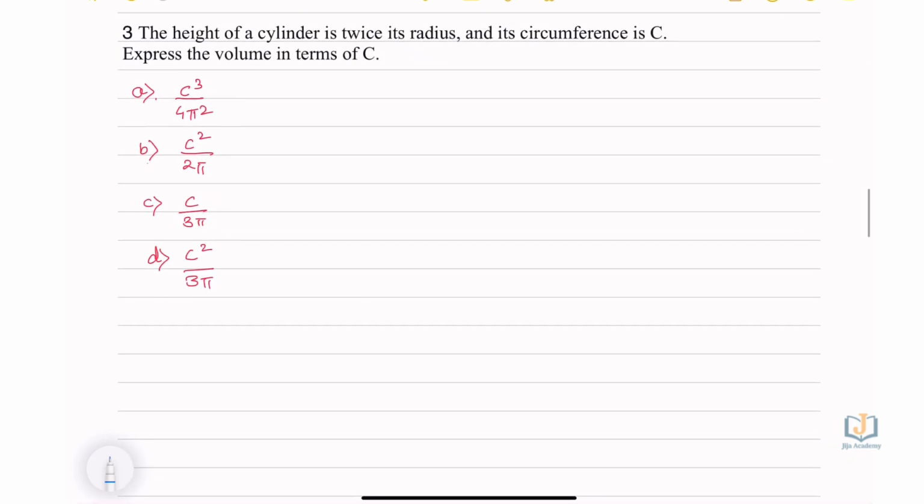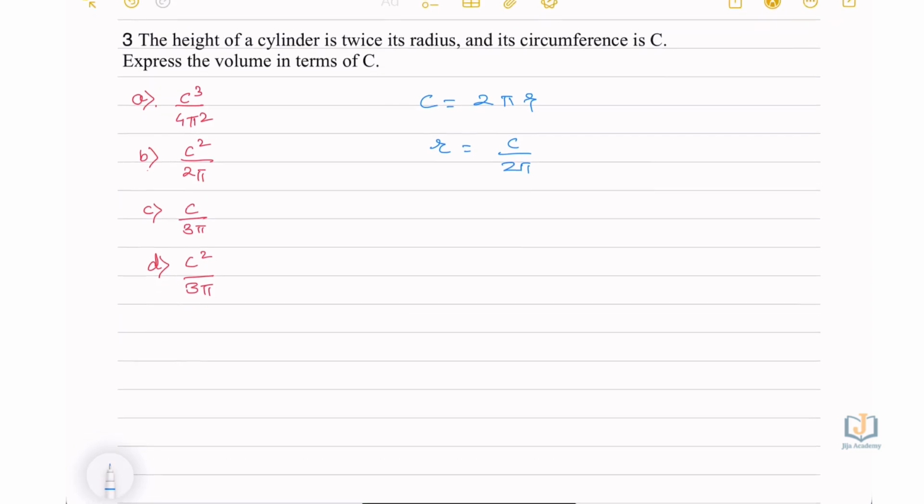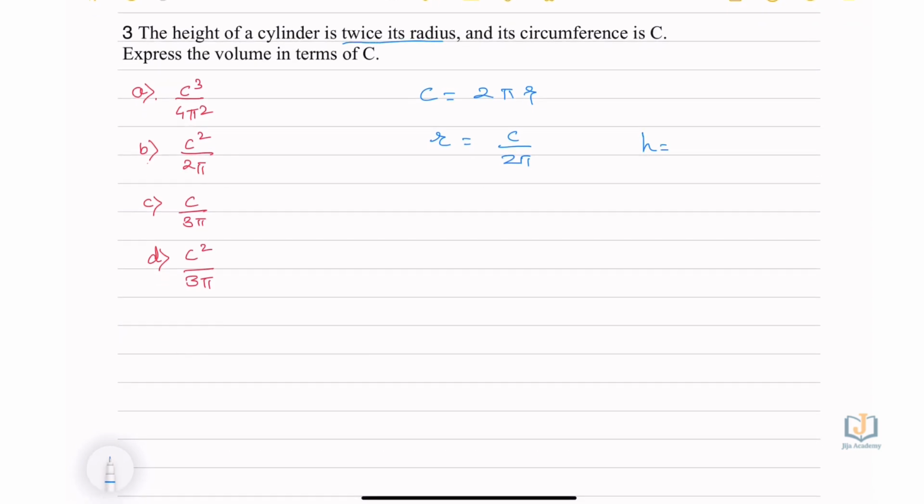The next problem: the height of a cylinder is twice its radius and its circumference is C. Express the volume in terms of C. So the circumference C is equal to 2πr, so the radius is equal to C upon 2π. And here the height is given as twice the radius, so 2r. So the volume is equal to πr²h, so π times (C upon 2π) squared, and h is 2r.